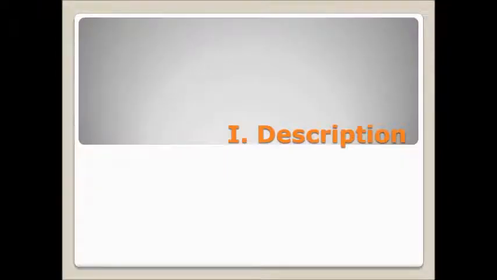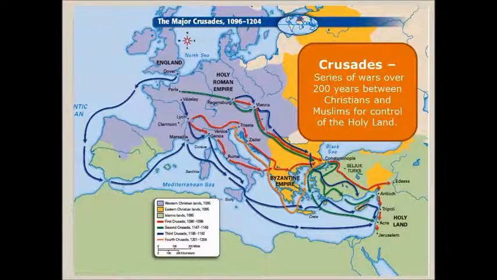So first of all, let's look at a description. What were the Crusades? So if you look at this map, these are the actual Crusades, and these are the major ones. There's 4 of them. And the Crusades happen over, if you look at the date at the top, 1096 to 1204. So this is over 200 years. It's basically between Christians and Muslims, and it's control for, if you look at the bottom right, control over the Holy Land. So as you think about this, if you can close your eyes for a moment and picture this map, this is ultimately what the Crusades are.